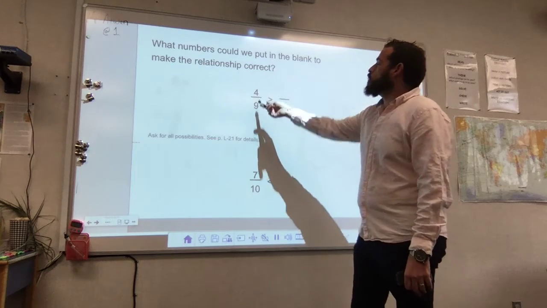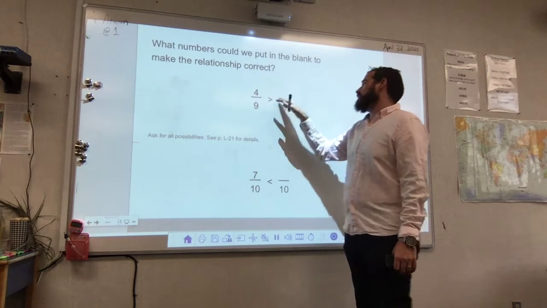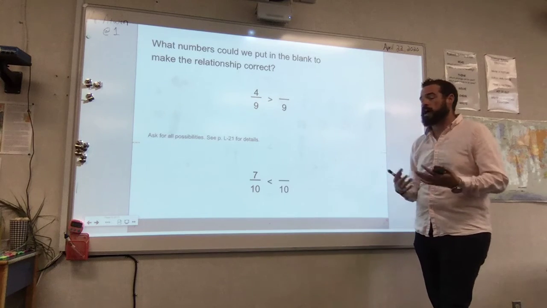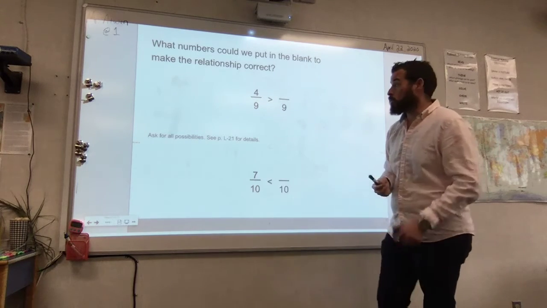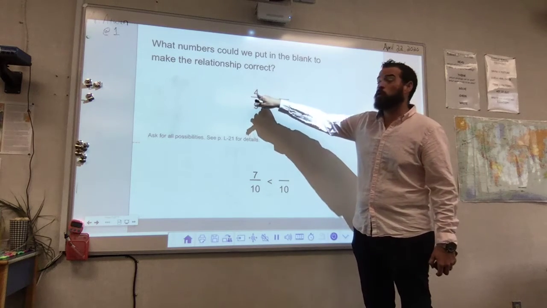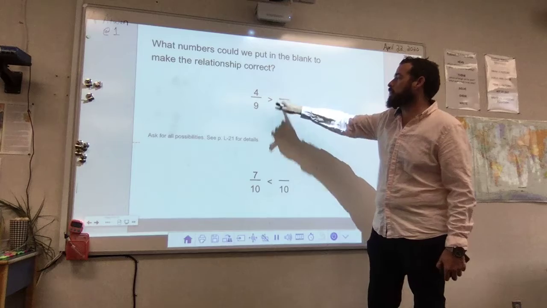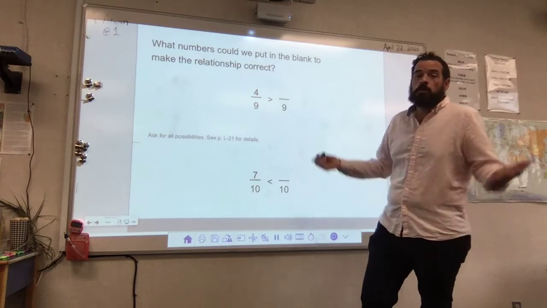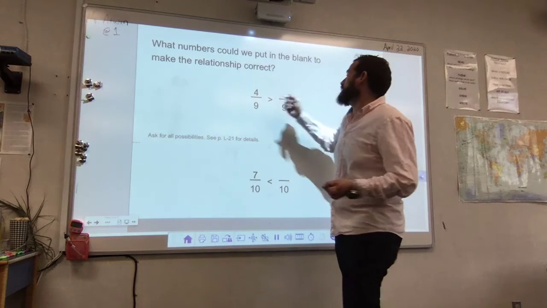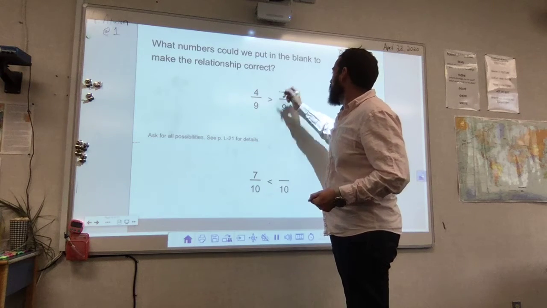So we've got 4/9 is greater than something over 9, some amount of 9s. So if you remember the rule, same denominator, then that means this 4 is going to have to be greater than whatever we put here. And we can put really any number that's less than 4. So we could say 4/9 is greater than 3/9.